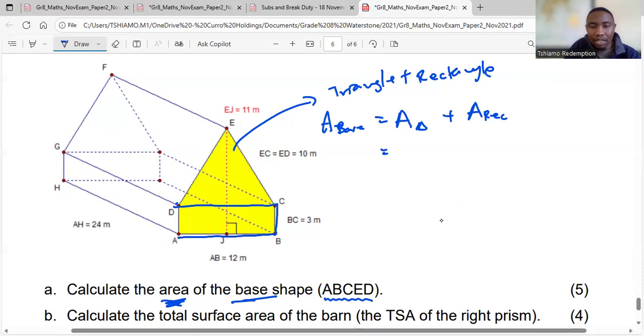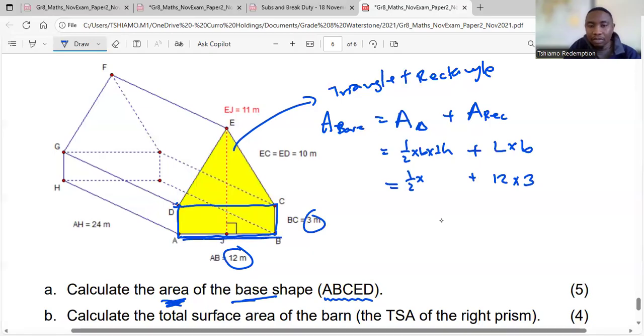Area of the rectangle will be this part. Do you agree? So it will be 12 multiplied by 3. So it will be L times B, which is 12 times 3. Now the area of the triangle is half the base times the perpendicular height. So 1/2 multiplied by, what is the base? The base will be the same, this is where the triangle starts. So this is also 12.